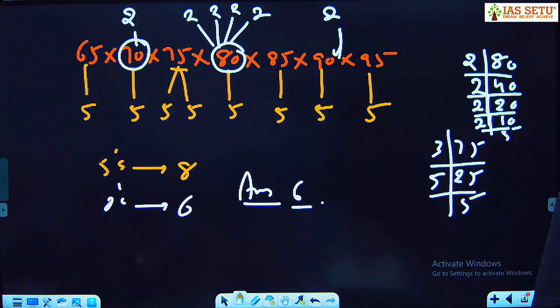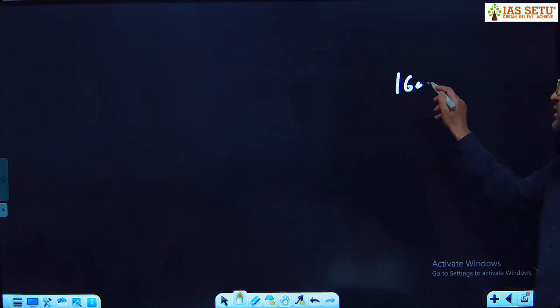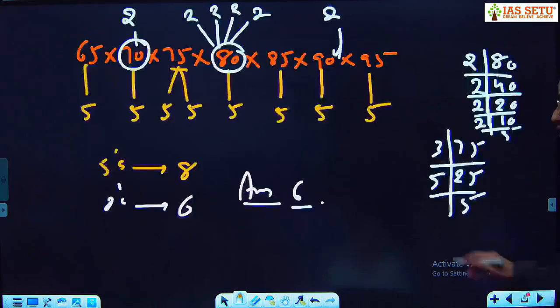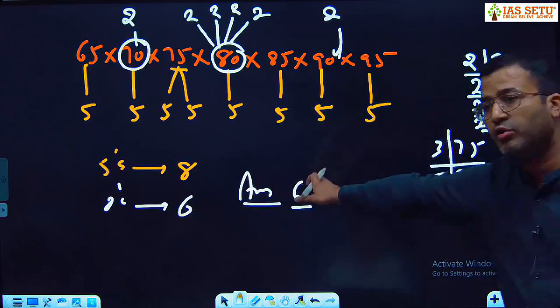If any value is a multiple of 2, 1 2. Any value a multiple of 4, 2 2s. कोई वैल्यू 8 का मल्टीपल है उसमें 3 2s मिलेंगे. 16 का मल्टीपल है उसमें 4 2s मिलेंगे. कोई 32 का मल्टीपल है जैसे 160 है. If you check 160, तो 160 is actually 32 into 5. तो if you break it, you will get 5 2s. Is this clear now? Any doubt in this type of question?